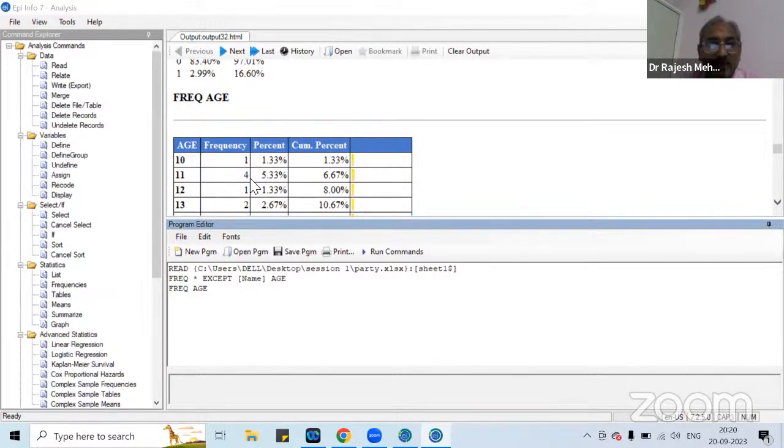Thank you, Dr. Banerjee, for asking the question. Can the frequency come sequentially as suggested, in increasing order of age? So this is a solution.